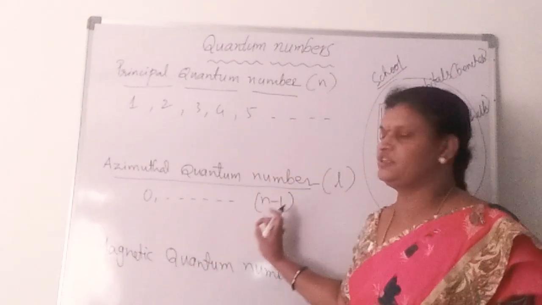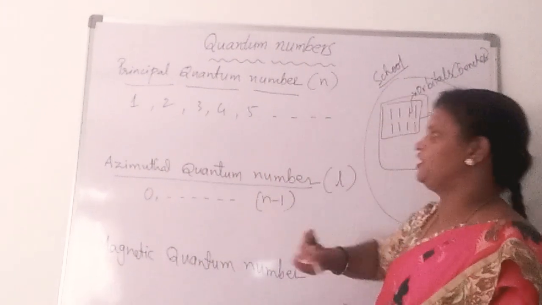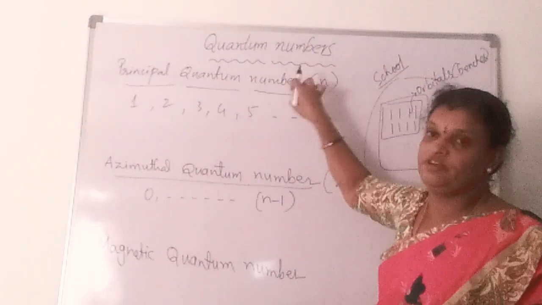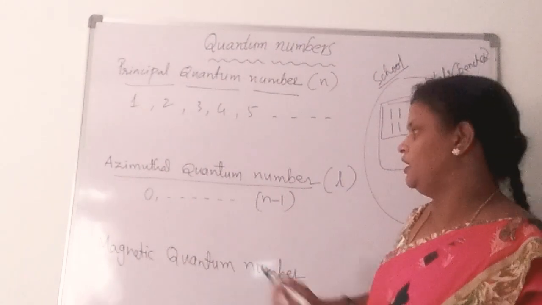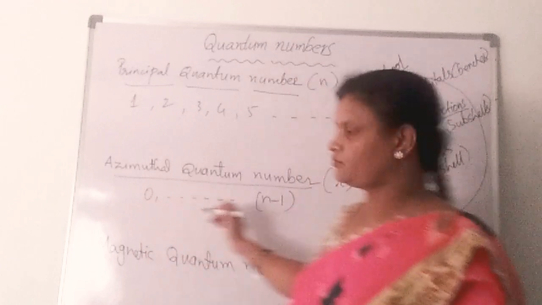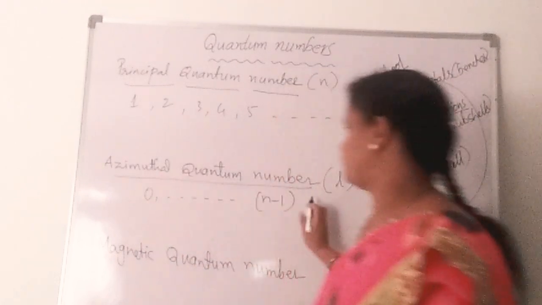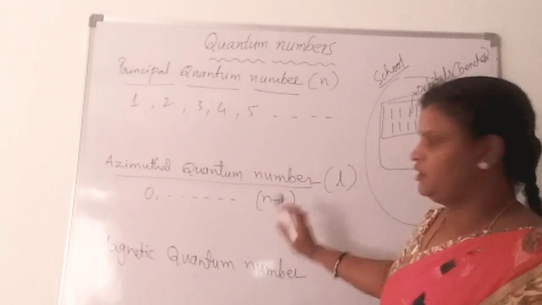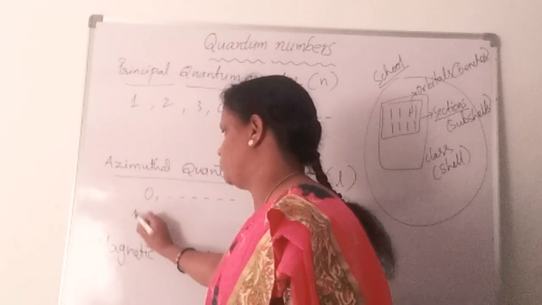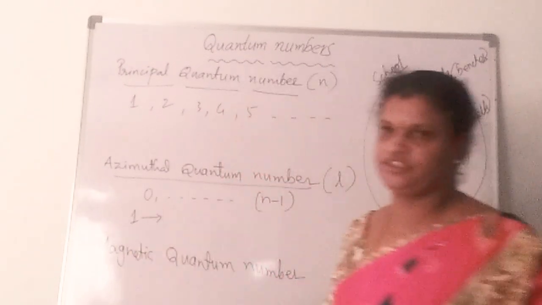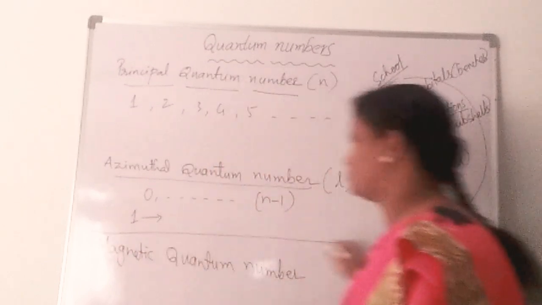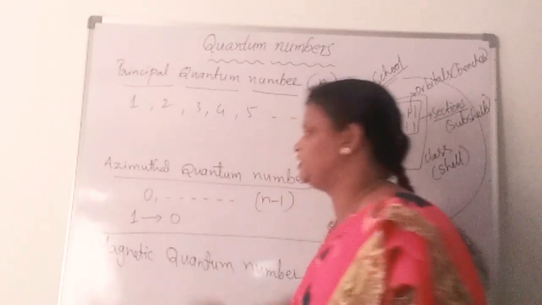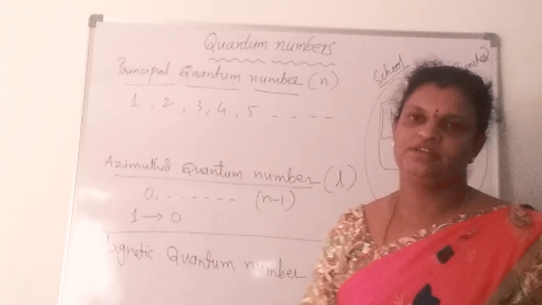Here also, the number of subshells will depend on which shell the subshells are present in. The azimuthal quantum number value starts from 0 and goes up to n minus 1. If you take the first shell, what is the value of the azimuthal quantum number? Only 0. Only one value is present, that is 0.